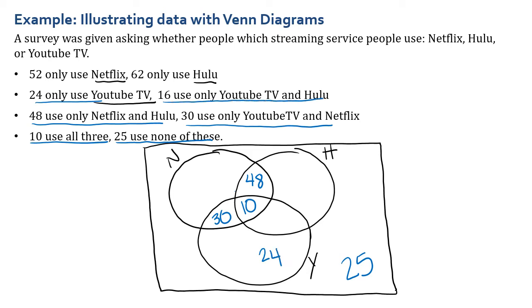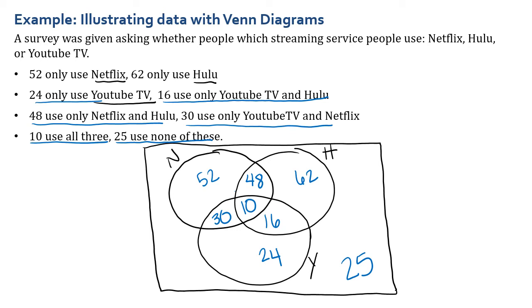16 only use YouTube TV and TiVo, or in Hulu. I use TiVo. And then 52 only use Netflix and 62 only use Hulu. So we can see now all of this data put together. We can even use that to figure out how many people total were in this survey. To figure that out, we would add up 52 plus 48 plus 62 plus 24 plus 16 plus 30 plus 10 plus 25.